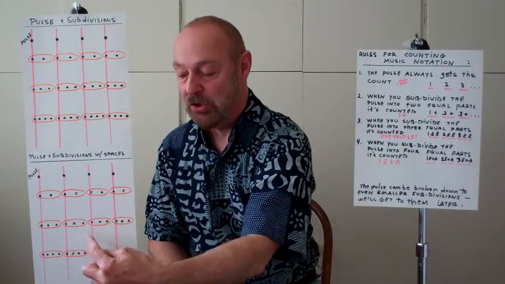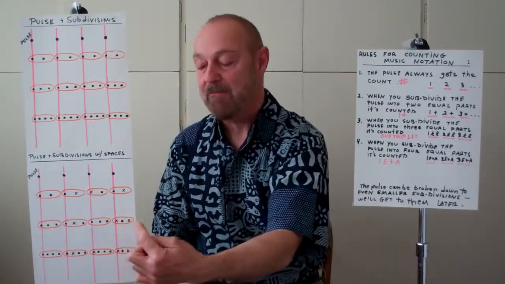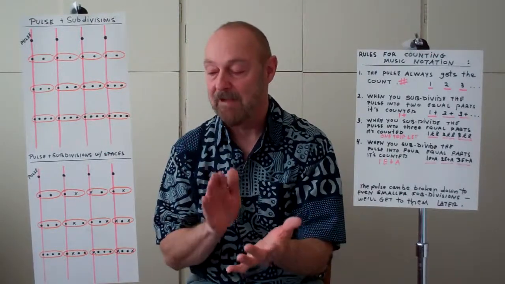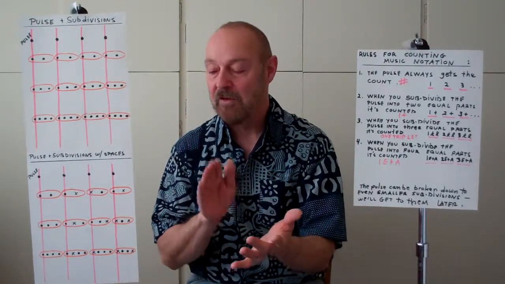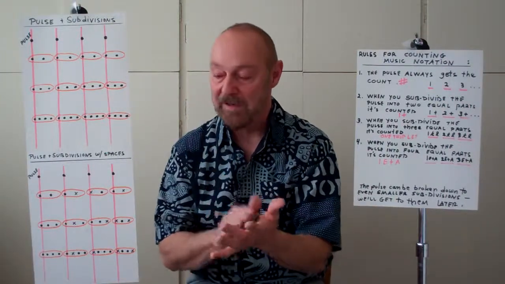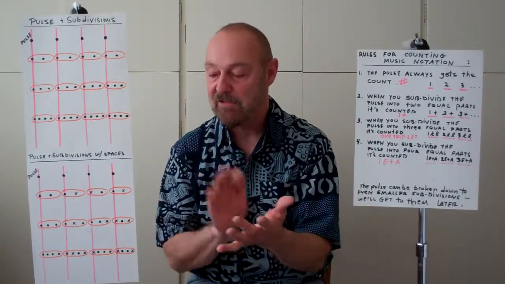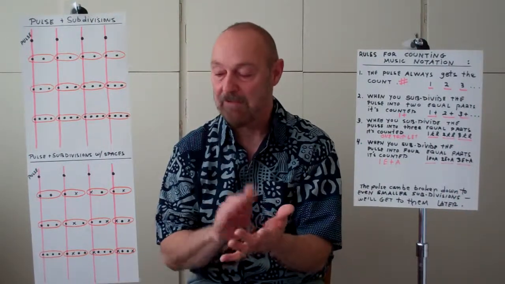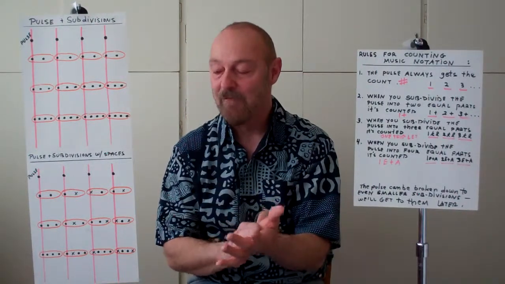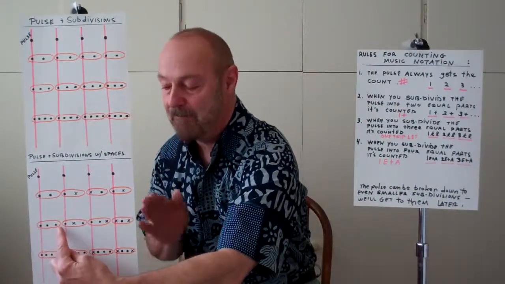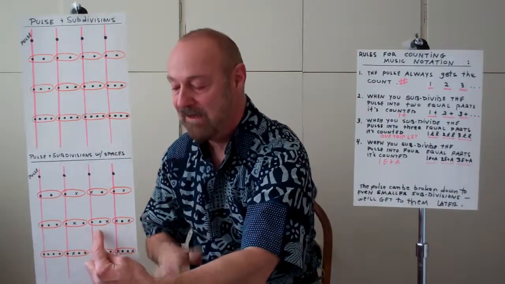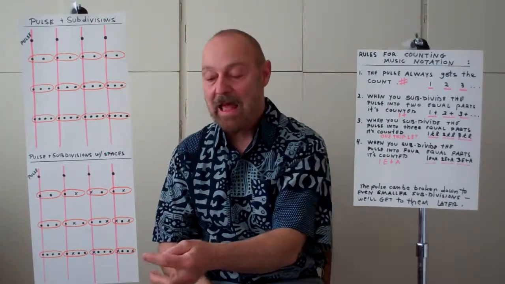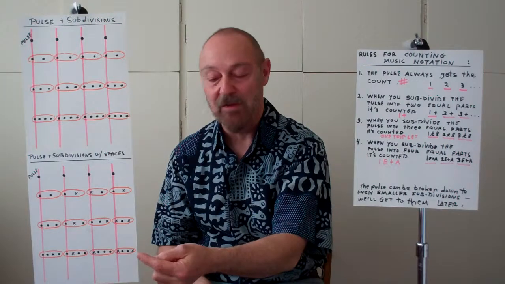1 triplet, 2 triplet, 3 triplet, 4 triplet, and so on through the pattern. The last line is subdividing the pulse into 4 equal parts.